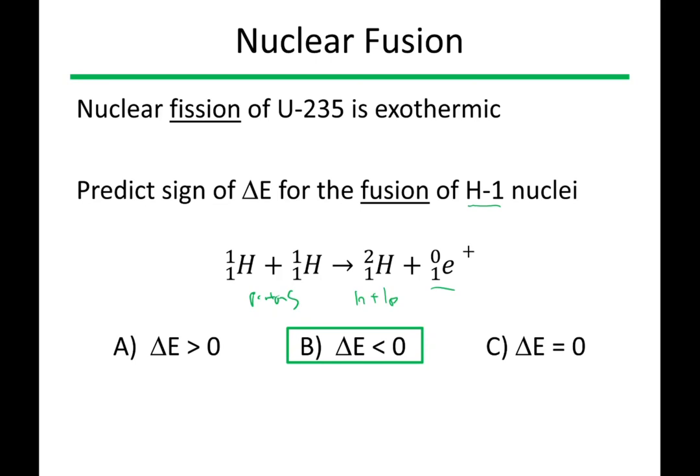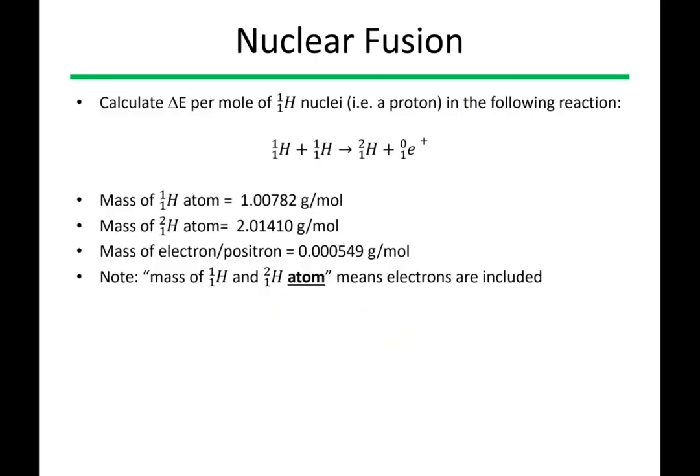And it turns out that this reaction is also exothermic. Let's take a look at the calculation of this. So in this case, we're going to do per mole of protons instead of per mass. And here's our following reaction. There's something a little tricky in this setup. It is giving us the mass of the atoms, which is not just the nucleus. It means the electrons are included. However, this reaction, the way it's written, is a reaction of just nuclei. So we have to consider this when we are writing out the equations for these problems.